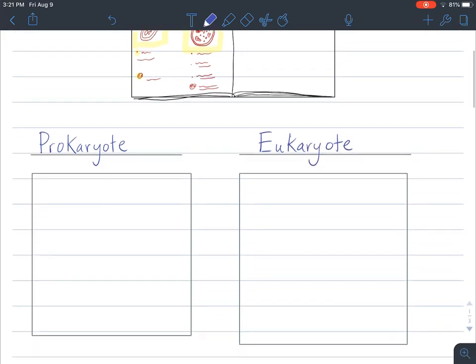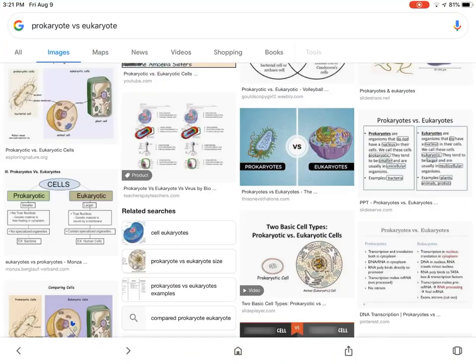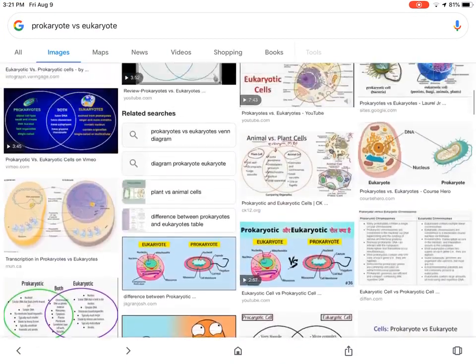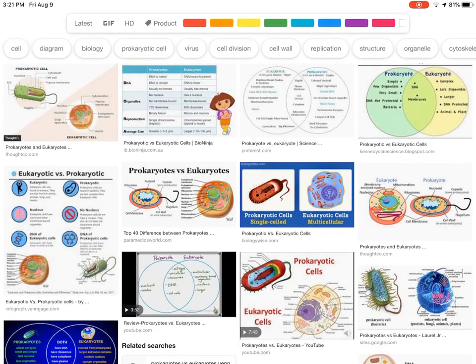All right, now to really get started here, we need to draw a picture because a picture does a great job describing the differences between these two types of cells. So let's get some ideas here from Mr. Google.